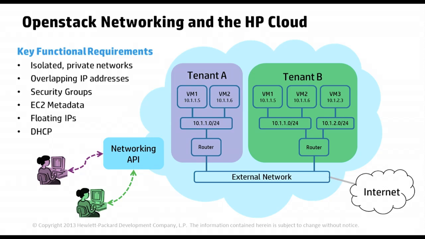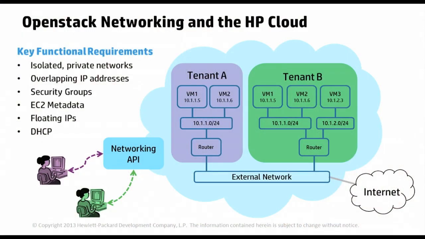So in terms of the features that have been driving our thinking around Quantum, I mentioned the basic two, private networks and overlapping IPs. But there's another set of basic features that we currently offer in production. Forgot to mention, our current production network is based on Nova Networking. We've been running a flat DHCP model for about 18 months now in production. And there's a key set of features that we offer there that we needed to bring forward into a Quantum-based environment. So those would be security groups, floating IPs, EC2 metadata support, and DHCP.